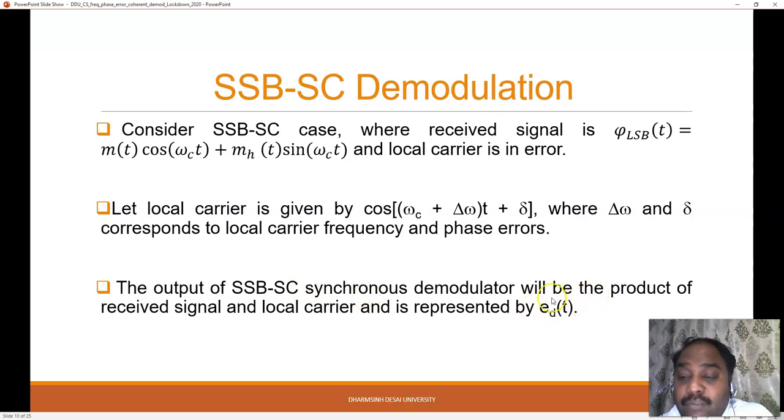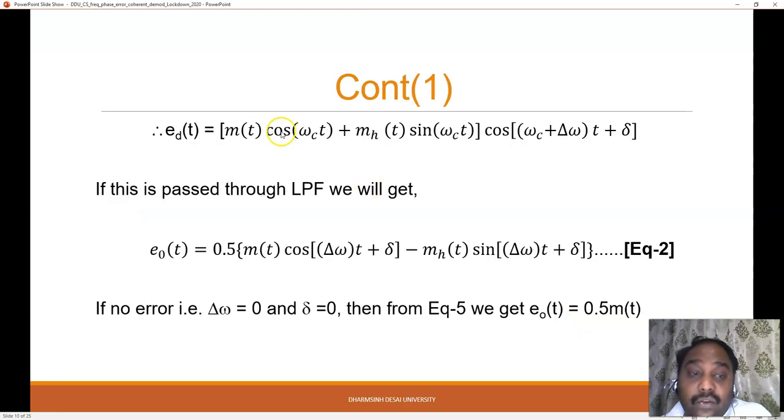So the output of the SSB will be the product of the received signal and the local carrier, and it is represented by e d of t. If I take the product of these two, one will be the product with cos, and the other will be the product with sine. Then I will pass it through the low pass filter. With cos, I will get cos of delta omega t plus delta, and another 2 omega c term, and with sine, sin of delta omega t plus delta, and another 2 omega c t term. The two 2 omega c t terms will be removed, which I have not included over here. That you can write mathematically in your book and do it. When you pass it through a low pass filter, you will get only these two terms: m of t cos of delta omega t plus delta minus m h of t sin of delta omega t plus delta.